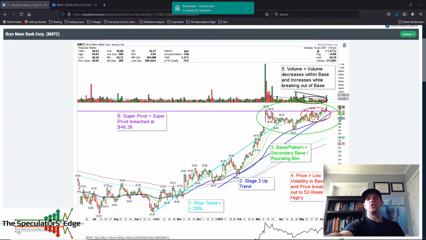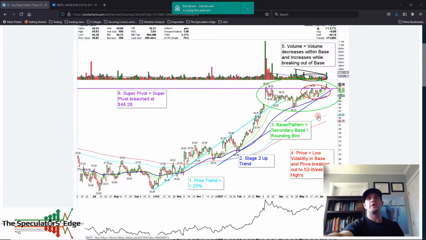So this is a pretty high conviction trade right here. Like I said, do your own due diligence before you venture off. This is not a recommendation for this stock, so you trade at your own risk, okay?